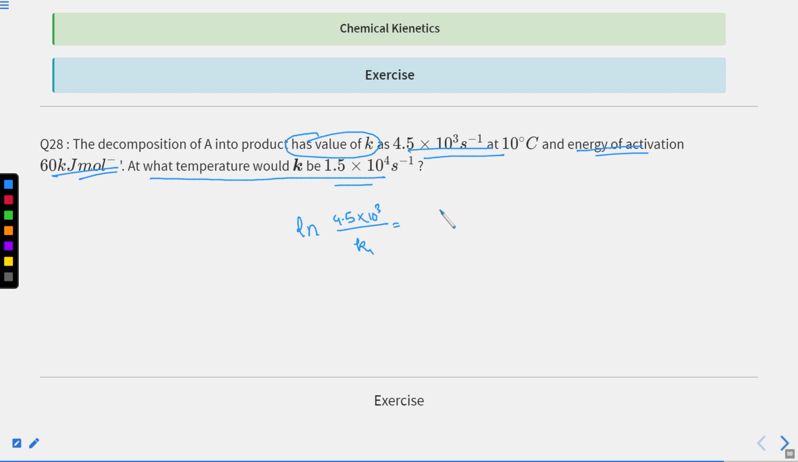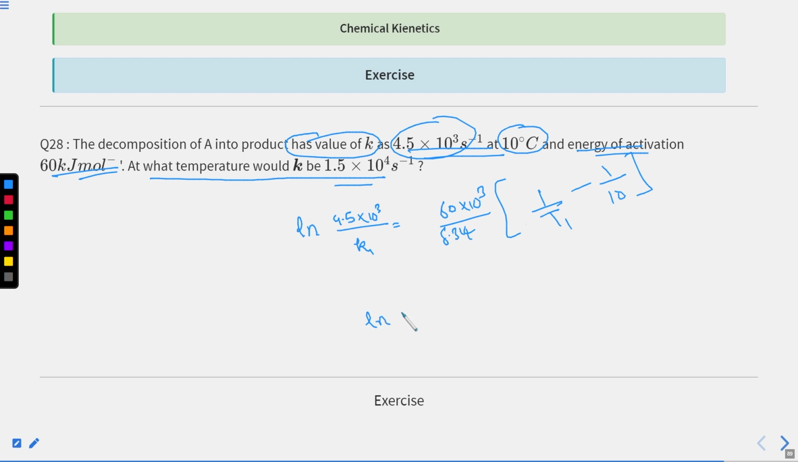Energy of activation is given as 60 into 10 to the power 3, I'm writing it in Joule, divided by R, 8.314. Okay, 1 by T1. So T2 is 10 degree. Sorry, T1 is 10 degree. So we have taken this as K2, so this will be T2. Now T1 we have to calculate. So 1 minus 10.